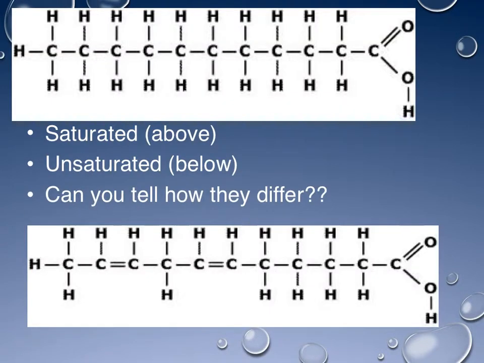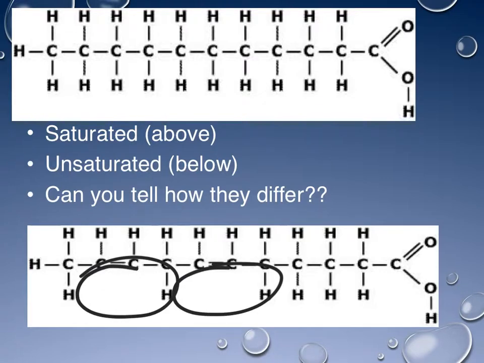This is an example of a saturated fat on the top and an unsaturated one on the bottom. As you can see, the unsaturated one has some spaces available. That's why it's said to be unsaturated. Remember, the word saturated means filled.